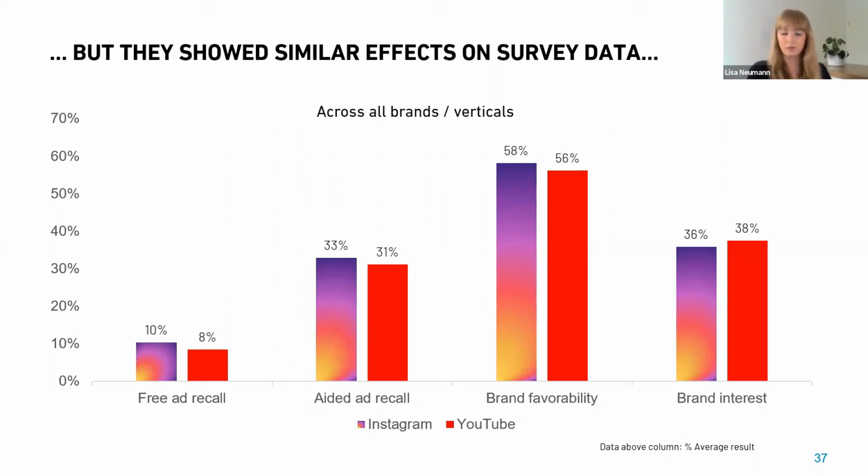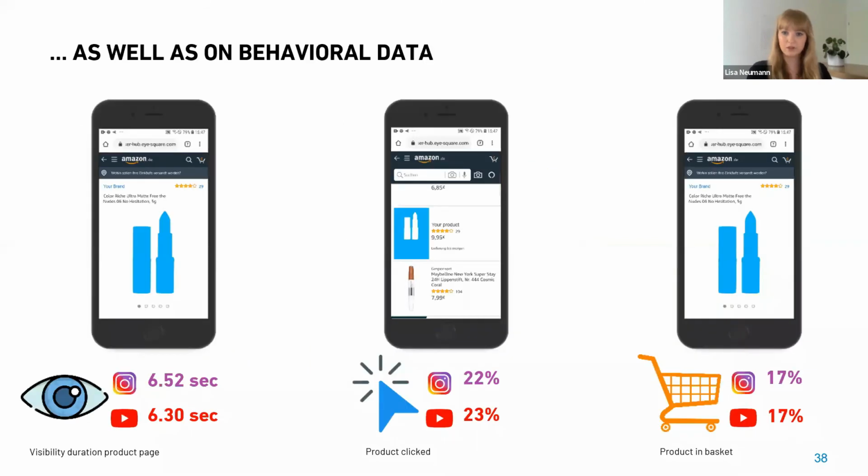So here you can see questionnaire data from Instagram and YouTube, again across all brands and verticals. And free and aided ad recall, as well as brand favorability and brand interest, are on the same level for both platforms, Instagram and YouTube. And this is also true for the behavior data. Visibility duration of the product page on Amazon was about 6 seconds for both Instagram and YouTube. About 22% clicked on the product and 17% each put the product in the basket. So we didn't find any differences between Instagram and YouTube overall, but we could see differences in brand level, and we will come back to that later.